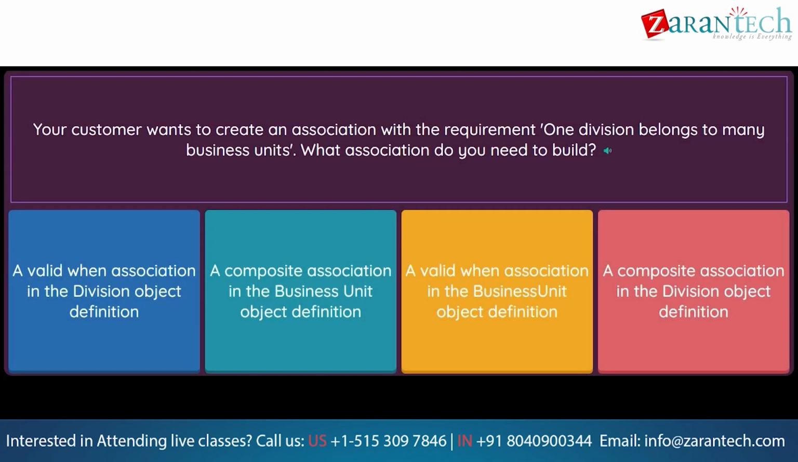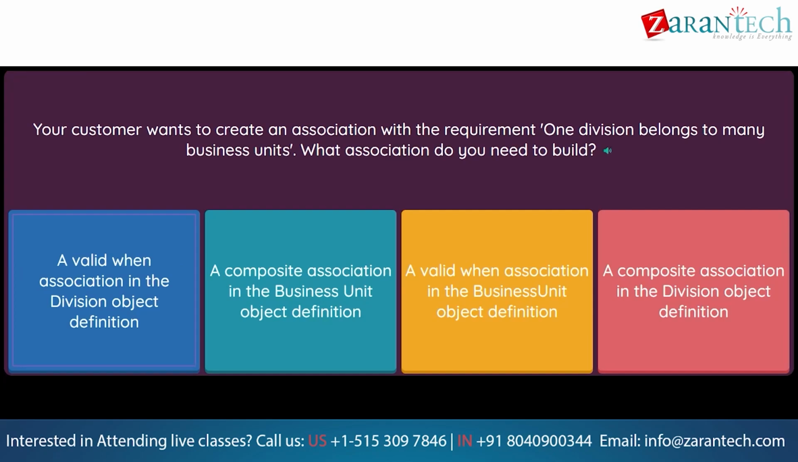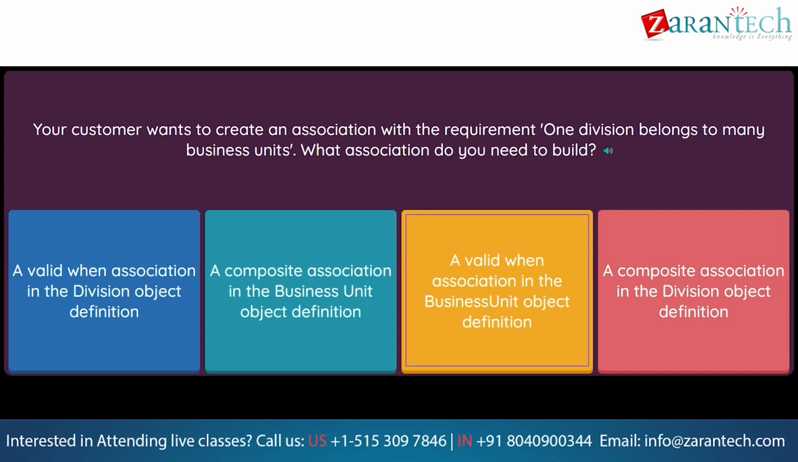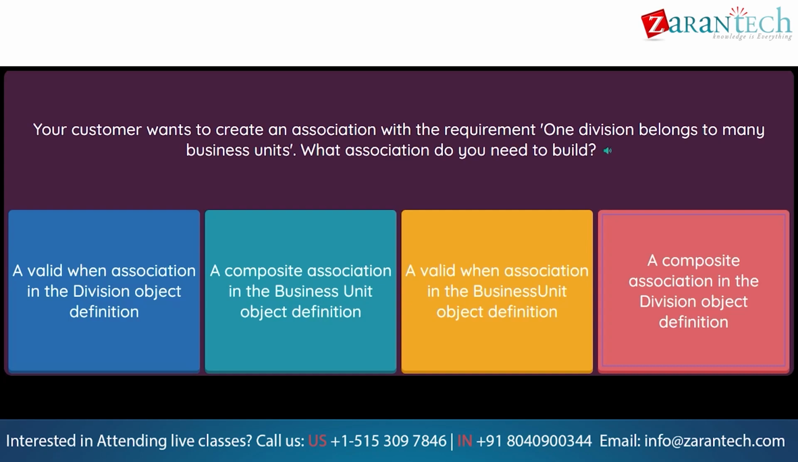Question: Your customer wants to create an association with the requirement, one division belongs to many business units. What association do you need to build? Option 1: A valid when association in the division object definition. Option 2: A composite association in the business unit object definition. Option 3: A valid when association in the business unit object definition. Option 4: A composite association in the division object definition.